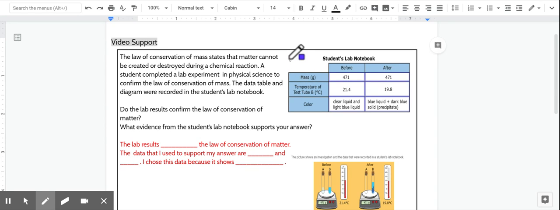So let's read this together. The law of conservation of mass states that matter cannot be created or destroyed during a chemical reaction. A student completed a lab experiment in a physical science to confirm the law of conservation of mass. The data table and the diagram were recorded in the student's lab notebook. So here is their data, and probably scroll down a little bit more so you can see this down here. Down here it shows you the scales and the temperature.